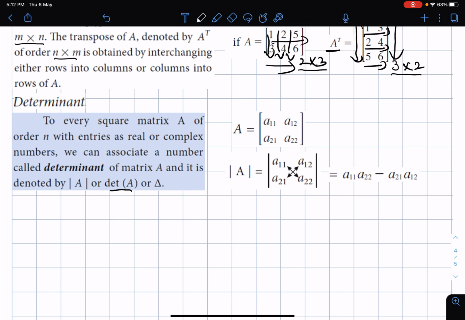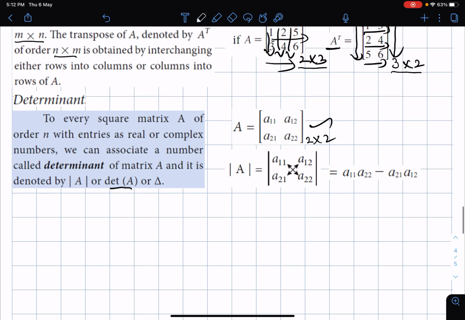So what is this? This is the general form of the matrix, and this order is going to be 2 into 2. So A11, A12, A21, A22. What they have done is multiplied A11 with A22 and subtracted A12 times A21. So this diagonal minus the opposite diagonal. That is the actual value, and here you are going to get only a scalar. So the value is always going to be a scalar.